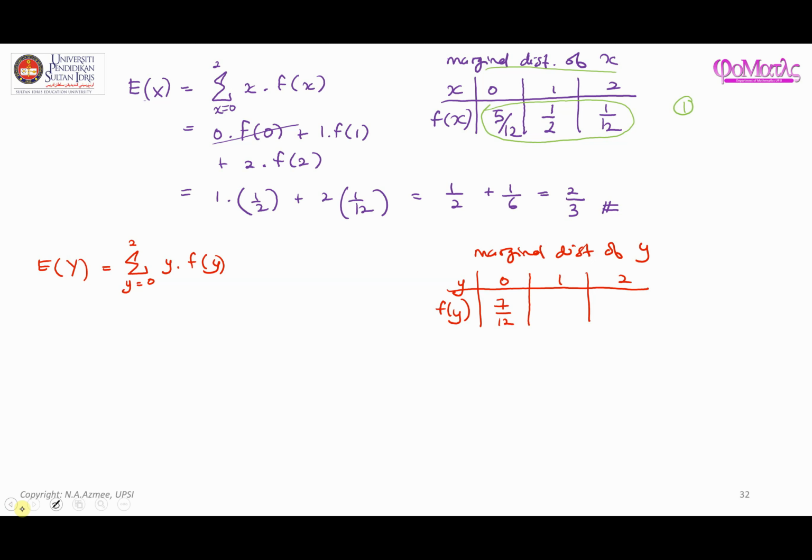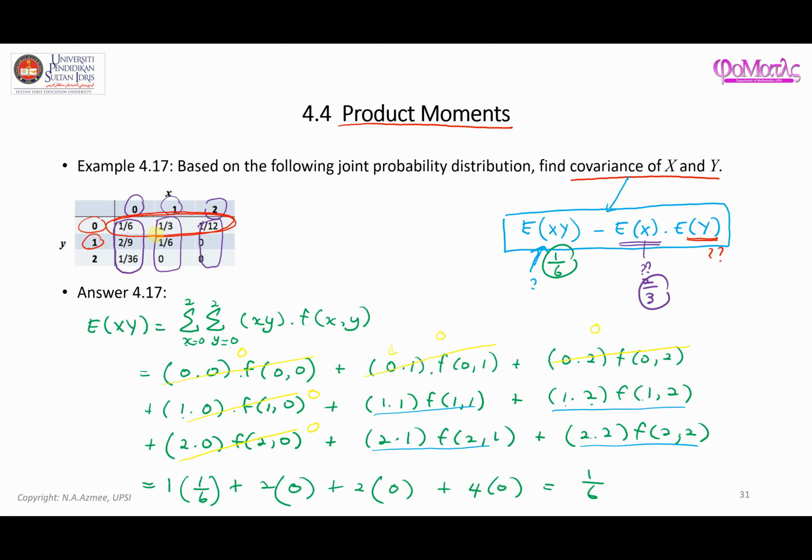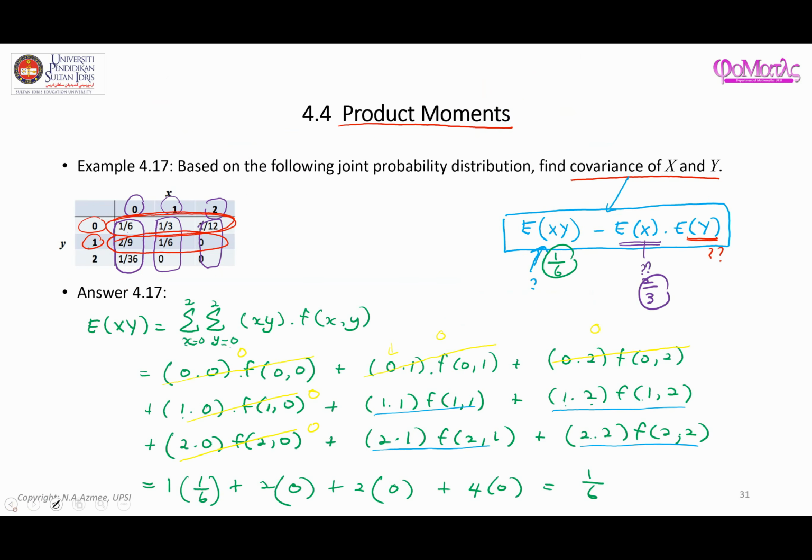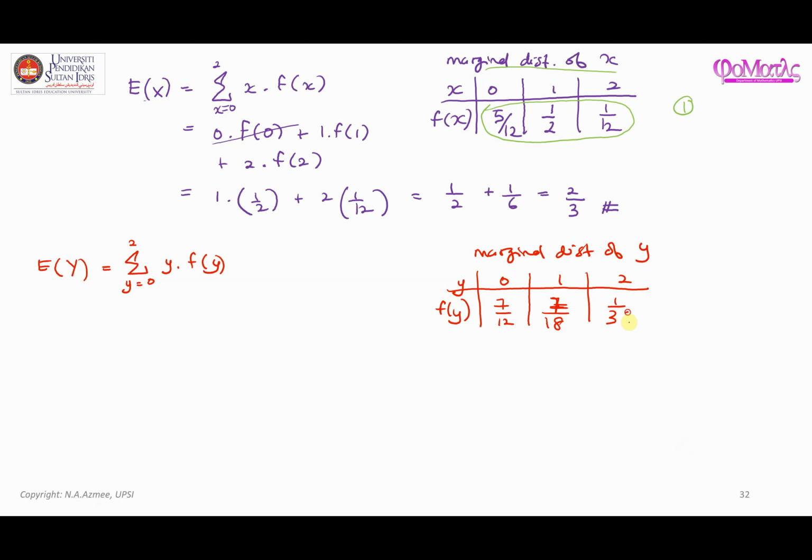Then when y is equal to 1, you need to add up these probabilities. That is 2 over 9 plus 1 over 6, and that is 7 over 18. And finally, when y is equal to 2, you need to add up this part, and it is equal to 1 over 36. So we're just going to apply this formula right here.